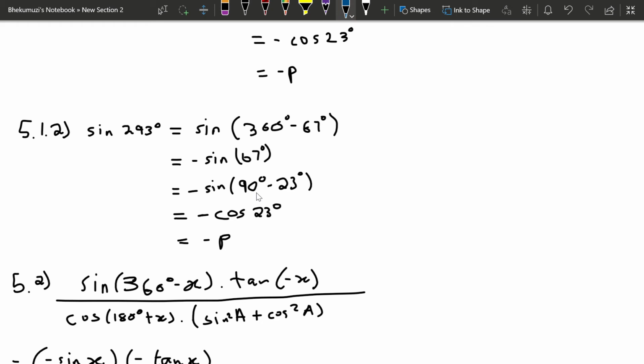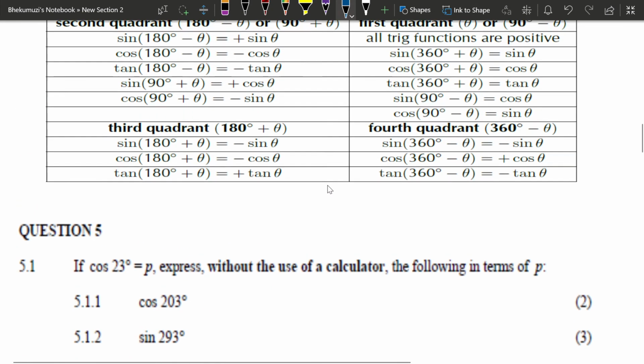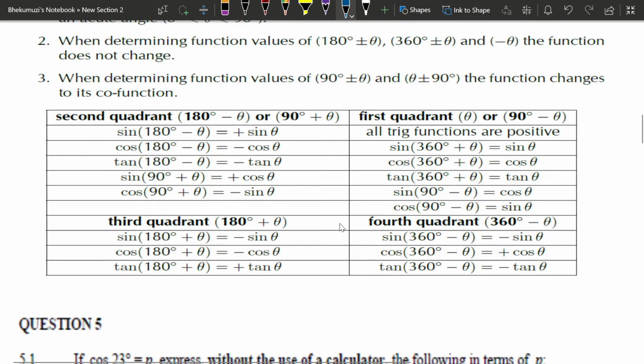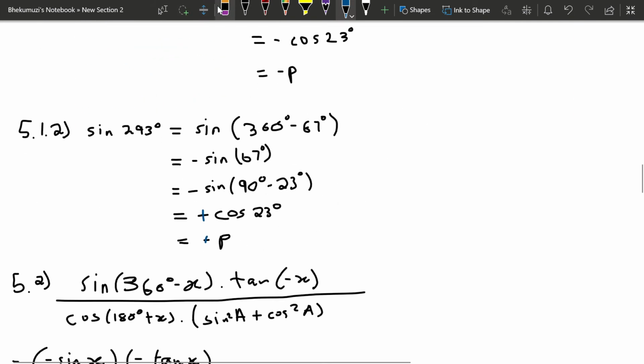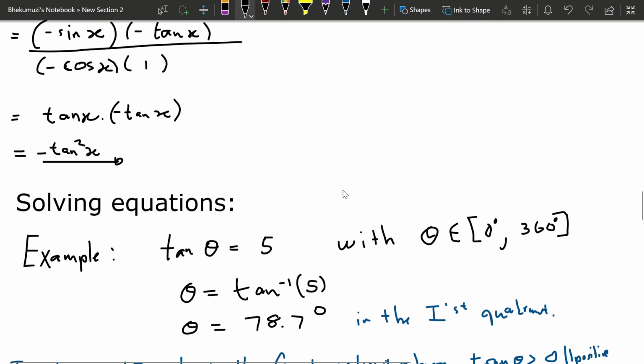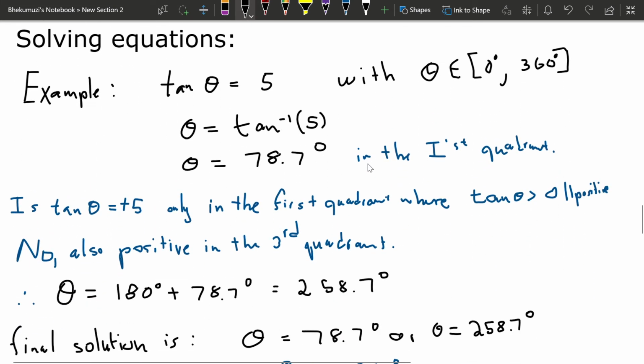minus cos 23 degrees. And then the final answer is supposed to be positive, right? It's supposed to be positive because sine minus... yes, so it is correct. Minus cos 23 degrees, and that just gives us minus p at the end again. Okay, and then we look at the other one. So now it's just a reduction on its own again. Once we do the reduction, we just follow the steps. But now let's talk about solving equations.